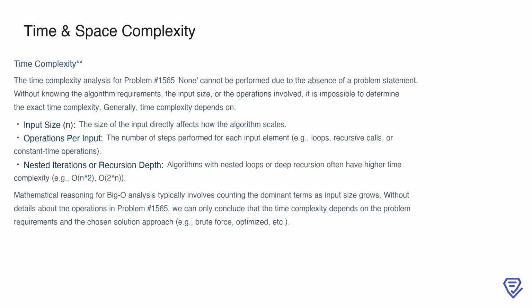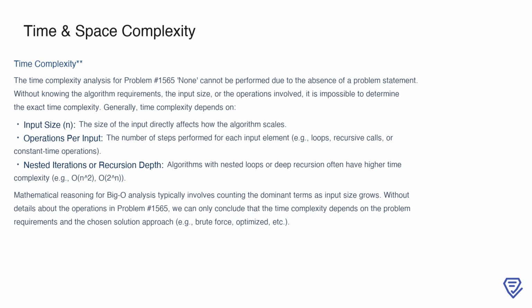When analyzing time complexity, we aim to understand how an algorithm's runtime grows relative to the size of its input, often denoted as n. This growth is influenced by factors such as the size of the input, the number of operations performed on each input element, and whether the algorithm involves nested iterations or recursion. For instance, a single loop that processes each element once would typically have a linear time complexity, O(n). On the other hand, algorithms with nested loops might exhibit quadratic complexity, O(n²), and those with recursion could even involve exponential growth, like O(2^n), depending on the depth of recursion.